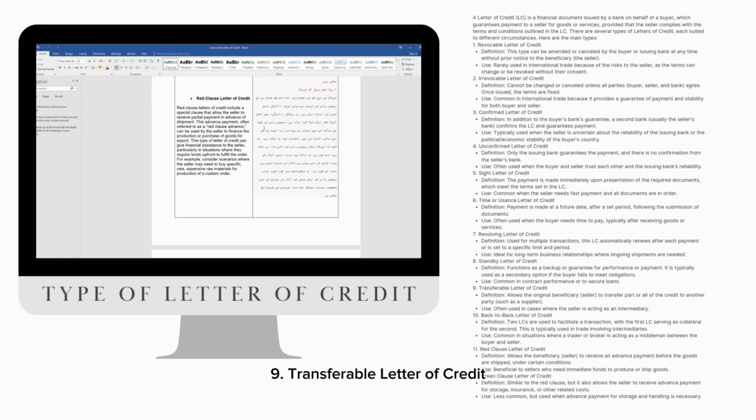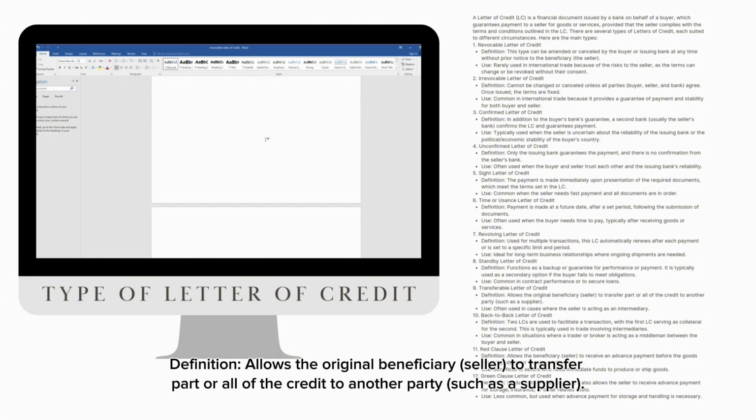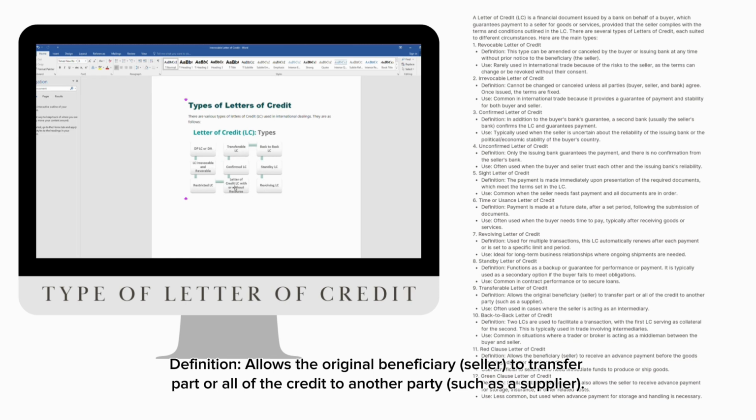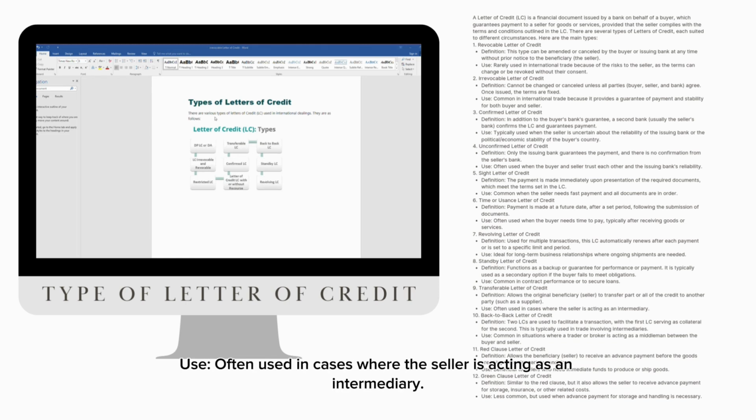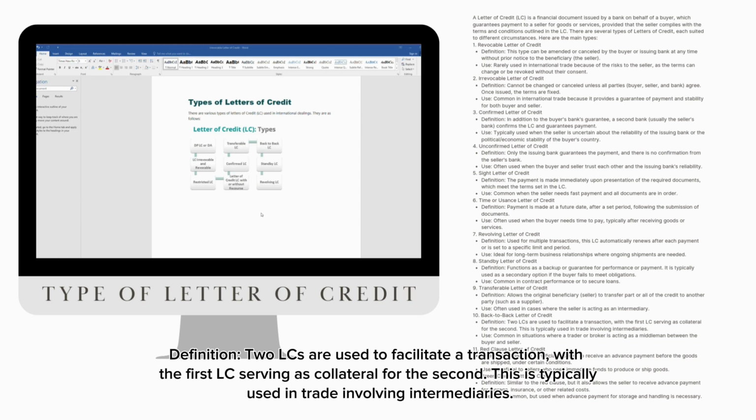9. Transferable letter of credit. Definition: allows the original beneficiary, the seller, to transfer part or all of the credit to another party, such as a supplier. Use: often used in cases where the seller is acting as an intermediary. 10. Back-to-back letter of credit. Definition: two LCs are used to facilitate a transaction, with the first LC serving as collateral for the second. This is typically used in trade involving intermediaries.